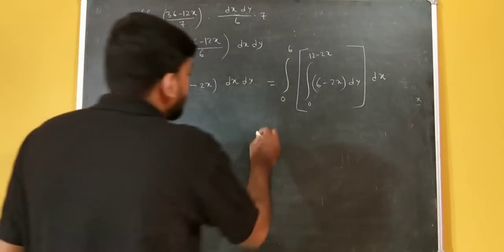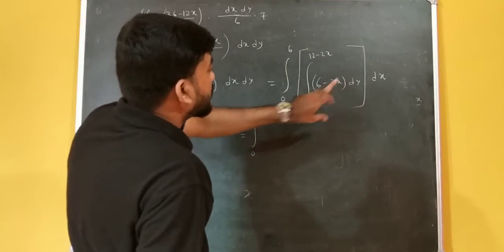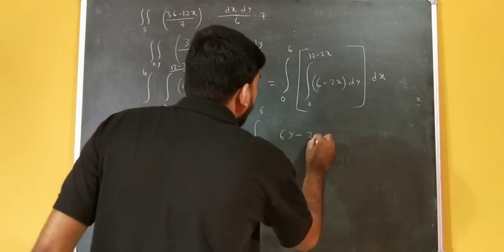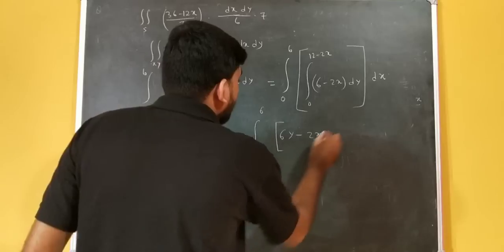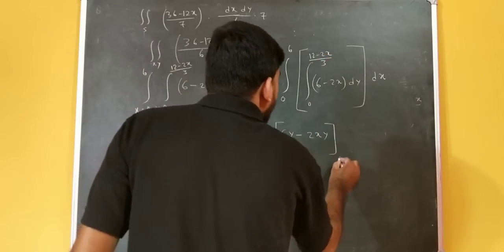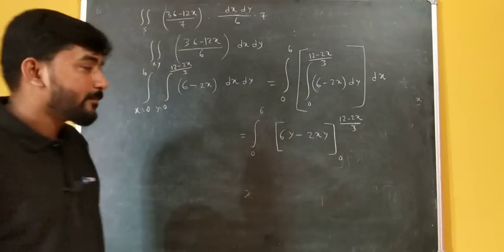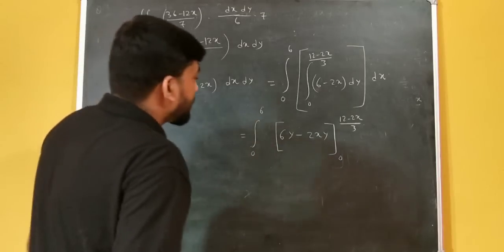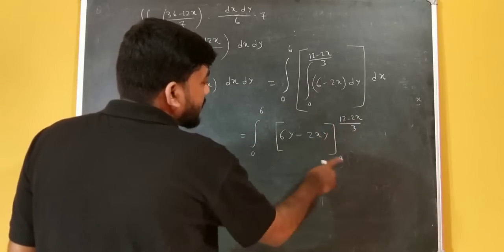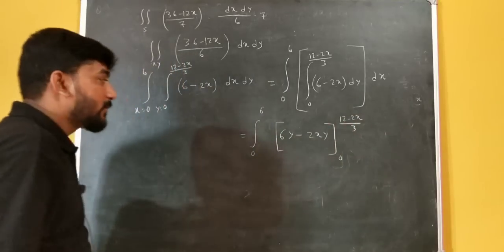So what will be the integration? So it will be just 0 to 6, and then with respect to y, this will be 6y minus 2xy, and the limit of y will be now from 0 to (12 minus 2x) by 3. Now first we have to put (12 minus 2x) by 3, then 0. When you put 0, it will be just 0. So we have to put just the upper limit.